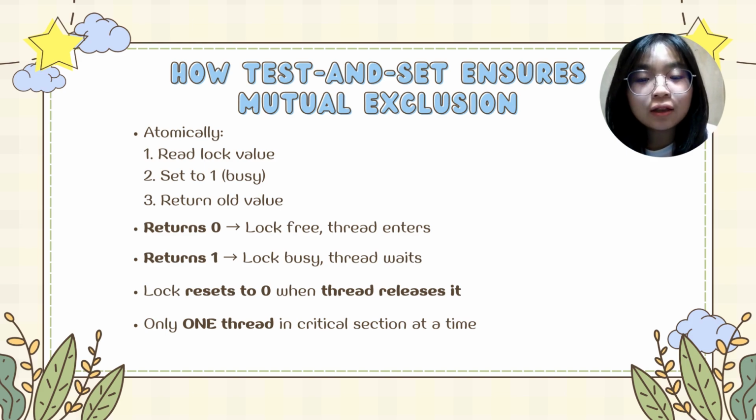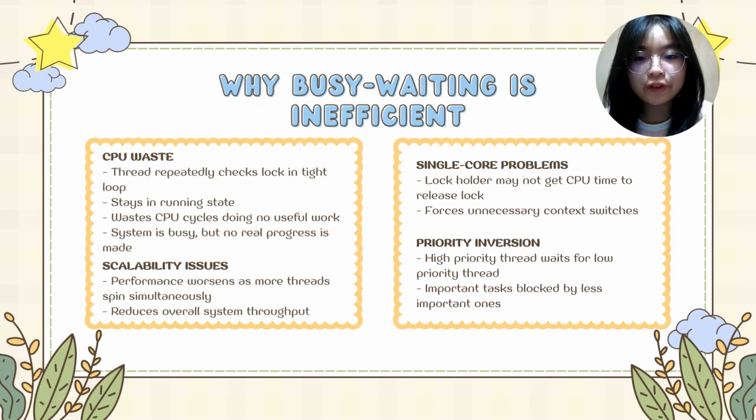If it returns 1, the lock is already busy. The thread recognizes another thread is using the resource, so it enters a busy waiting loop, repeatedly polling the lock until it becomes available. The lock only resets to 0 when the occupying thread finishes and calls the release function. This is the only way for a waiting thread to acquire the lock. This guarantees that only one thread can be in the critical section at any time, preventing race conditions and ensuring correct program execution. However, while test and set does enforce mutual exclusion, it has a significant drawback.